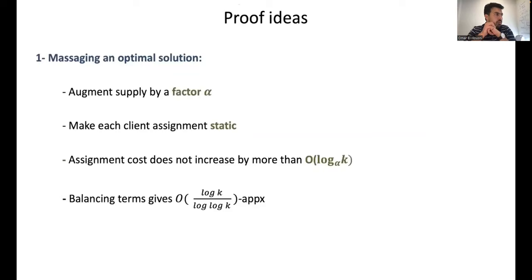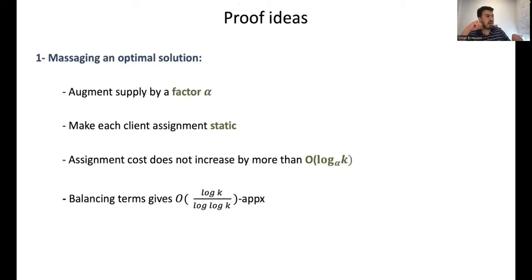So I know how to implement the static policy. Right now I just need to show the existence of a static fractional solution within log over log log from alt. The idea is I will take an optimal solution and I will massage it to make it static, and I will lose some factor when I massage this solution.